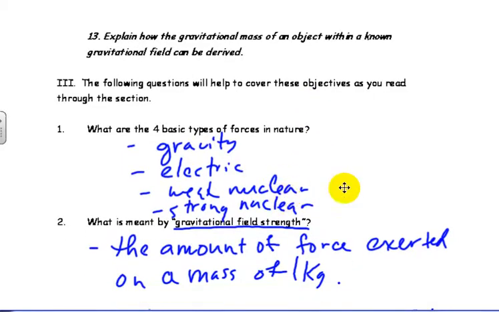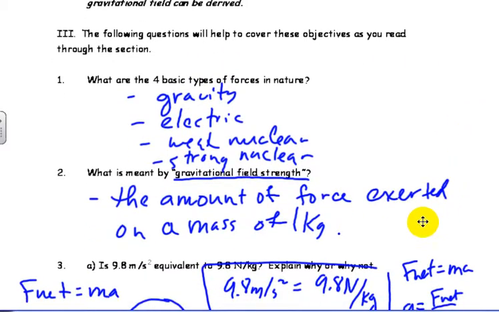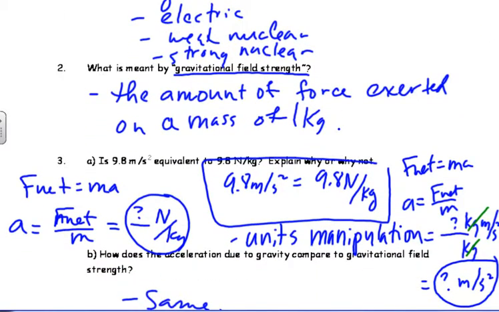So first of all, 4 basic types of forces in nature: gravity, electric, weak nuclear, and strong nuclear. And for this one, of course, we're focusing on gravity. Gravitational field strength, we can think of that as being the amount of force exerted on a mass of 1 kilogram. So 1 kilogram object, what is the force involved there? That is the gravitational field strength.